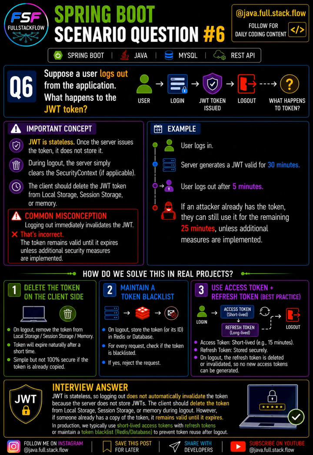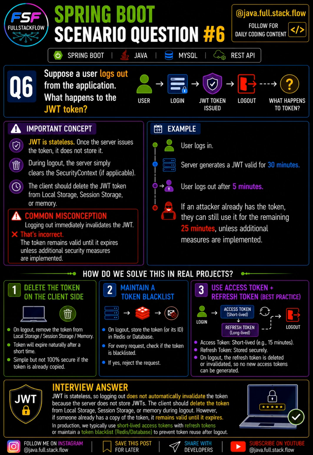So how do we handle this in real-time projects? The first approach is to delete the token on the client side. During logout, remove the JWT from local storage, session storage or memory. The token will expire naturally after a short time. This prevents the logged out user from sending the token again. This is simple, but it is not 100% secure, because if someone has already copied the token, they can still use it until it expires.